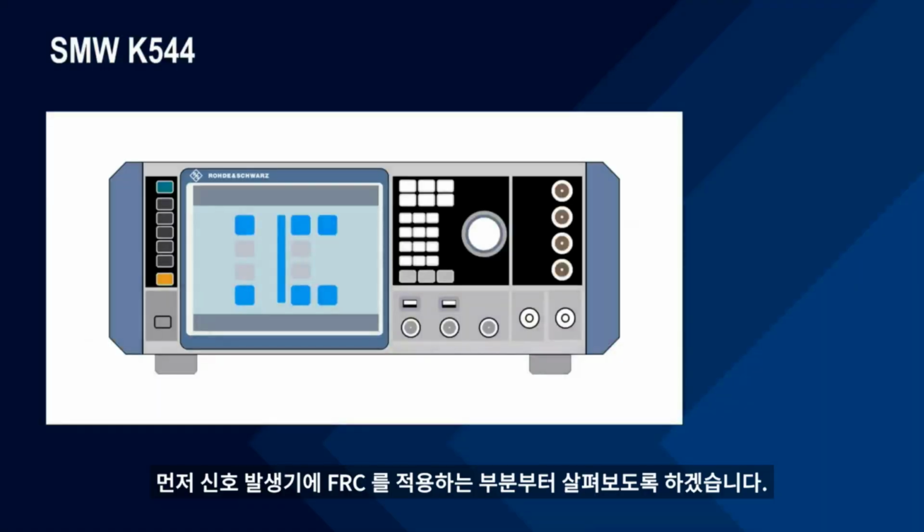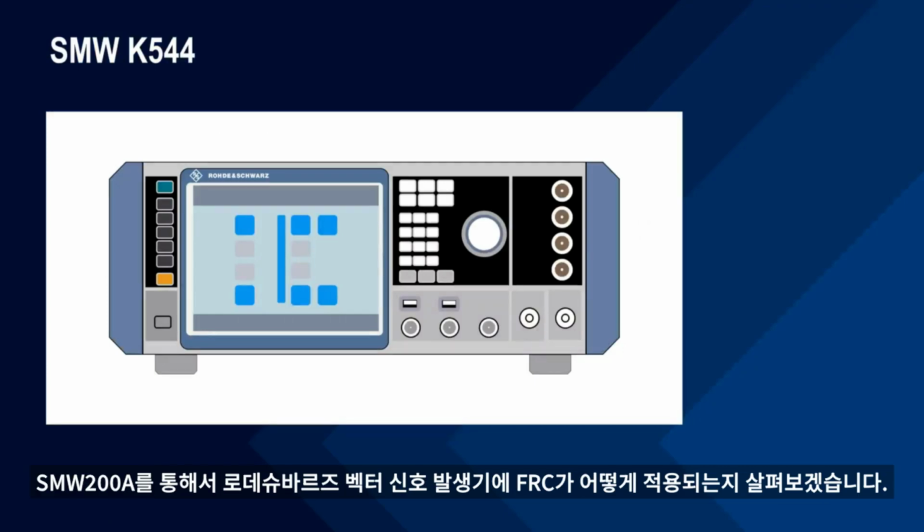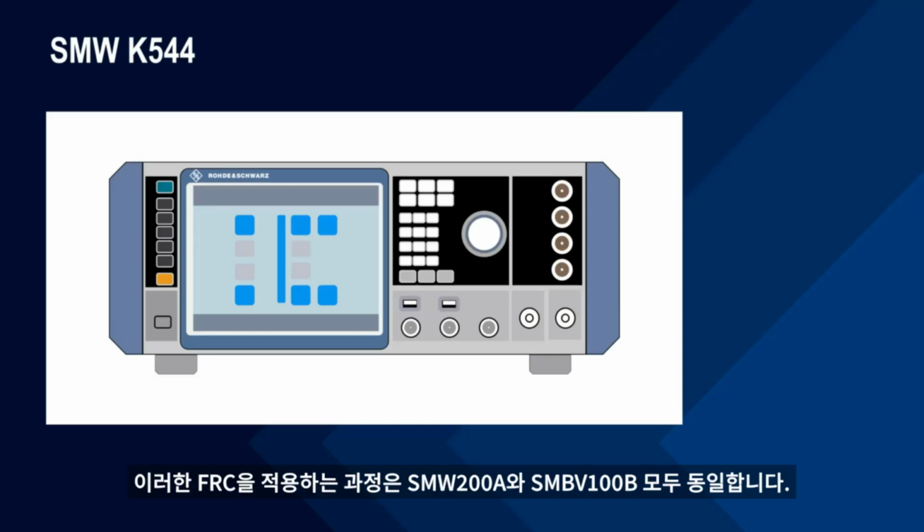Let's start by looking at frequency response correction on signal generators. We'll use the SMW200A to show how frequency response correction is implemented and configured in Rohde&Schwarz vector signal generators, but the procedure, GUI, and menus are all essentially identical for both the SMW200A and the SMBV100B.